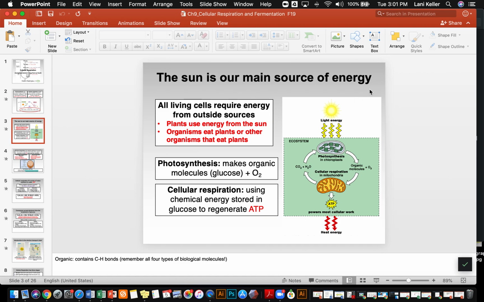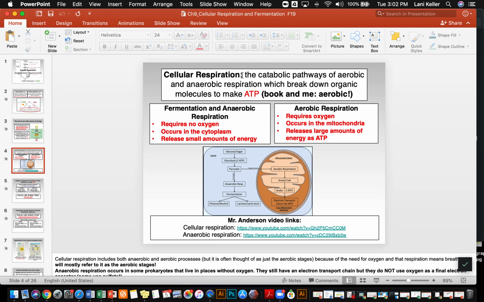Remember, the sun is our main source of energy on this planet. It is used by the autotrophs to build up organic molecules in the form of glucose, which mitochondria can then break down, right? So in cellular respiration, we are really using chemical energy stored in glucose to regenerate our ATP. Whereas in photosynthesis, you are making glucose with the presence of oxygen and light energy. So cellular respiration is the catabolic pathways of both aerobic and anaerobic respiration, which break down organic molecules to make ATP, right? So there are kind of two parts of this.